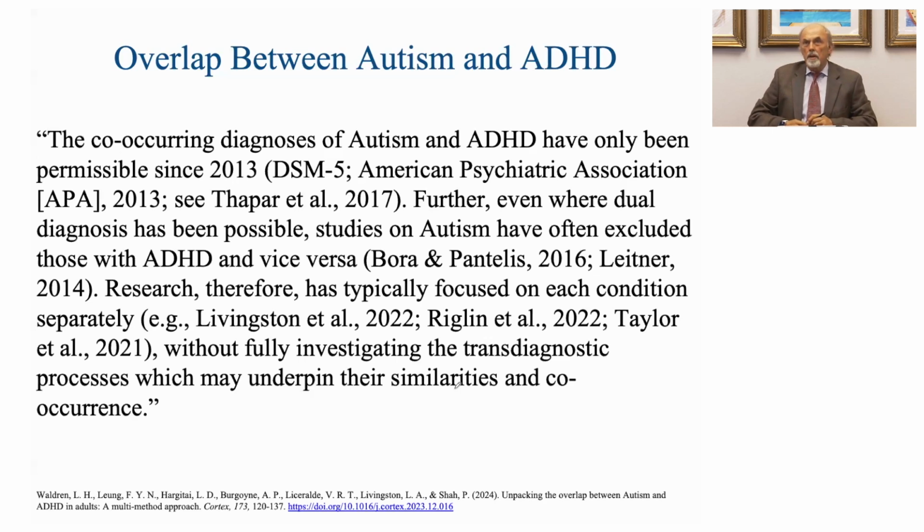This co-occurrence of autism and ADHD has only been permissible since 2013. What it says further is that this dual diagnosis is currently possible, and research therefore has typically focused previously on each condition separately, but we know they're not separate. Frequently they are co-located with each other in the lives of children, without fully investigating the trans-diagnostic processes.